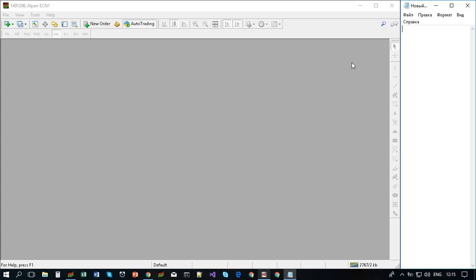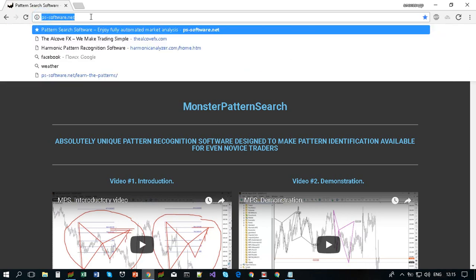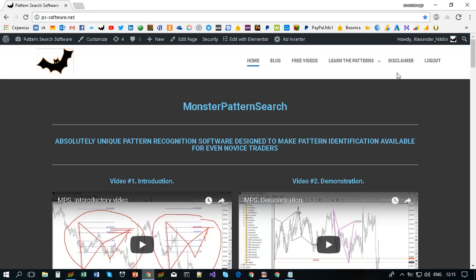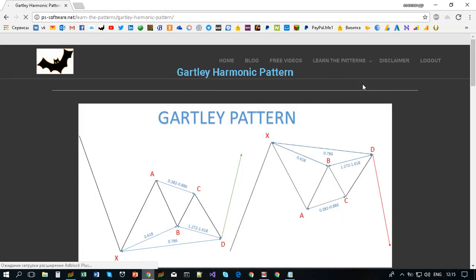Well, let's continue. Before we start, we need to agree about the rules. Without rules, we cannot perform the objective analysis. So first of all, let us set the rules. In my analysis, I use the rules that are presented on this website, www.ps-software.net. If you want to know these rules, click this Learn the Patterns tab and choose the pattern that you are interested in. For example, this Gartley harmonic pattern.